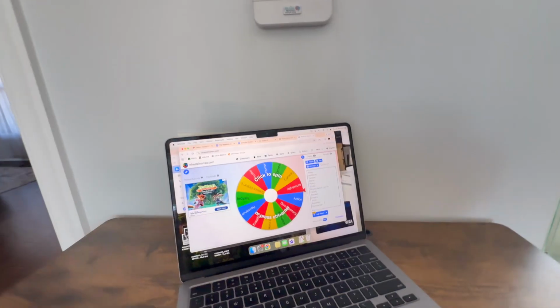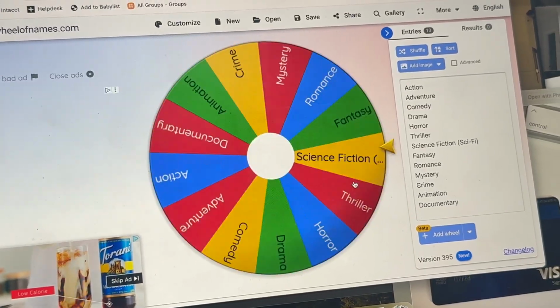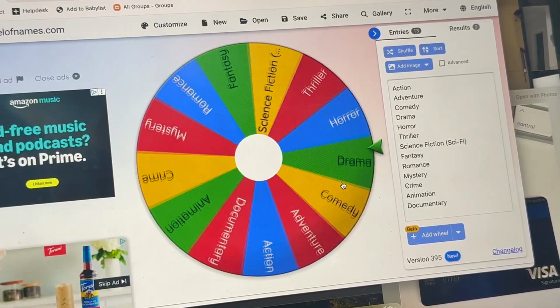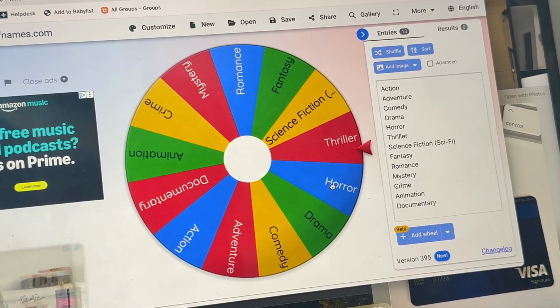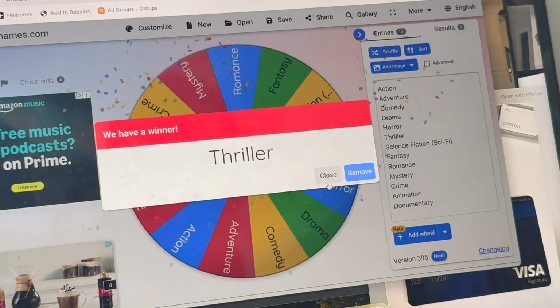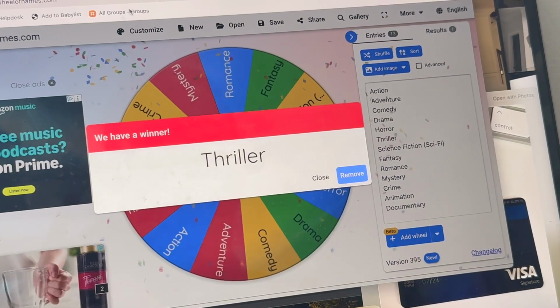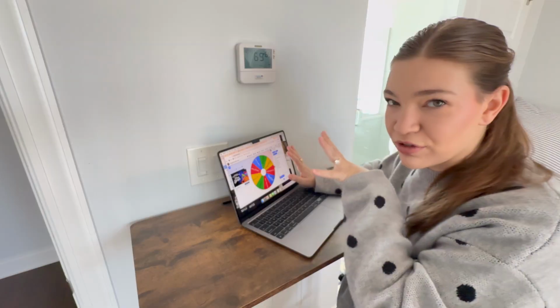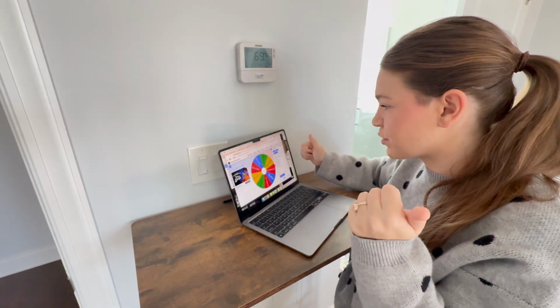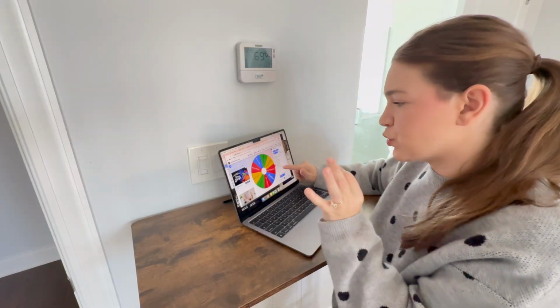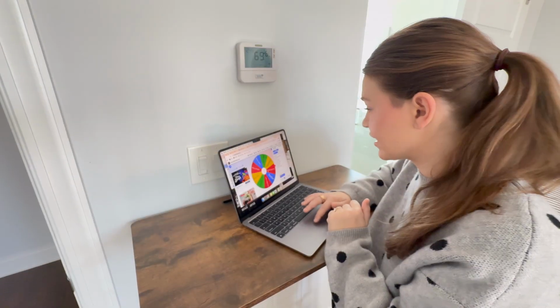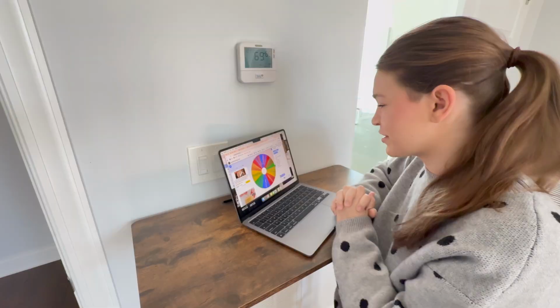Are you guys ready? Okay, whatever we choose. Yes, that's a good one. Now we have all of the subgenres of thriller. We have thriller, psychological thriller, mystery, crime, legal, political, tech, whodunit, and noir. Let's spin the wheel.